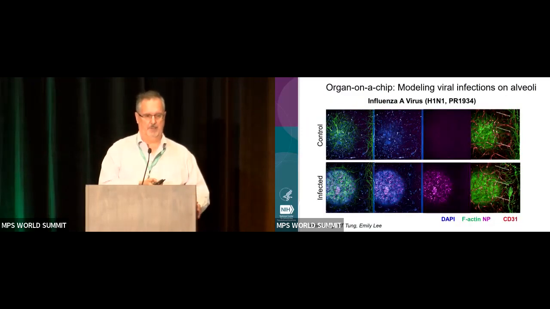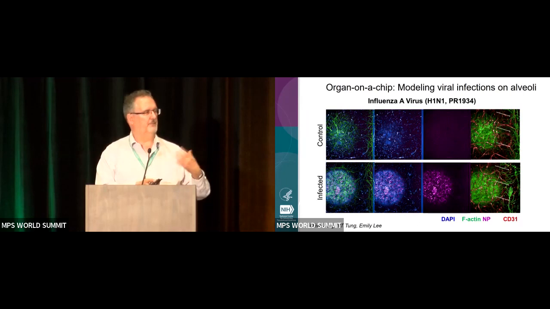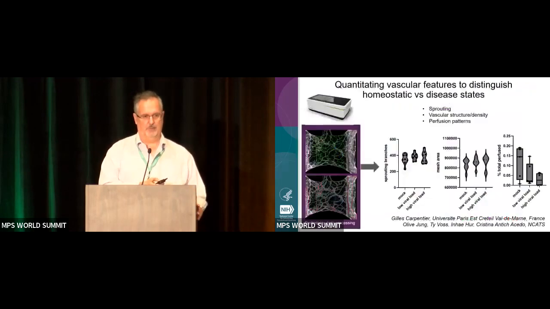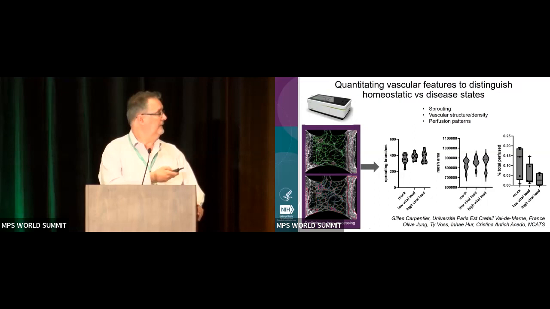We use these models, as a work in progress again, to see infection. So it's not only about seeing infection, it's also how does infection affect the vasculature. Is there any effect, direct or indirect, on the integrity of the vasculature? And that's what we are doing lately. So we are quantitating. We're working with Gilles Carpenter in France to develop algorithms that allow us to quantitate the integrity of the vasculature, whether it's sprouting, whether it's mesh area, what percentage of the vasculature is really perfusing.